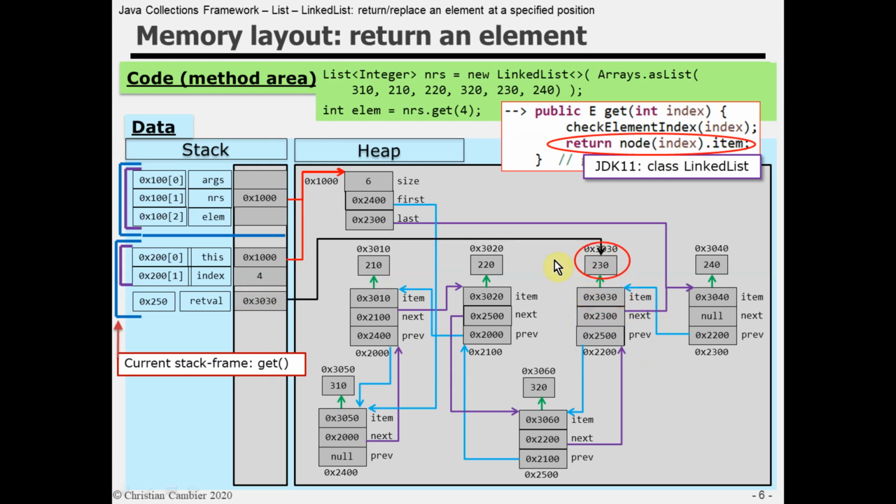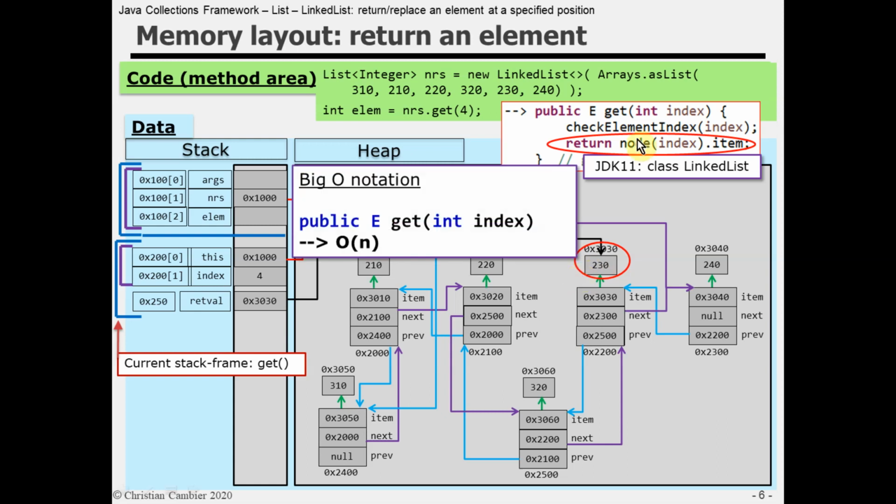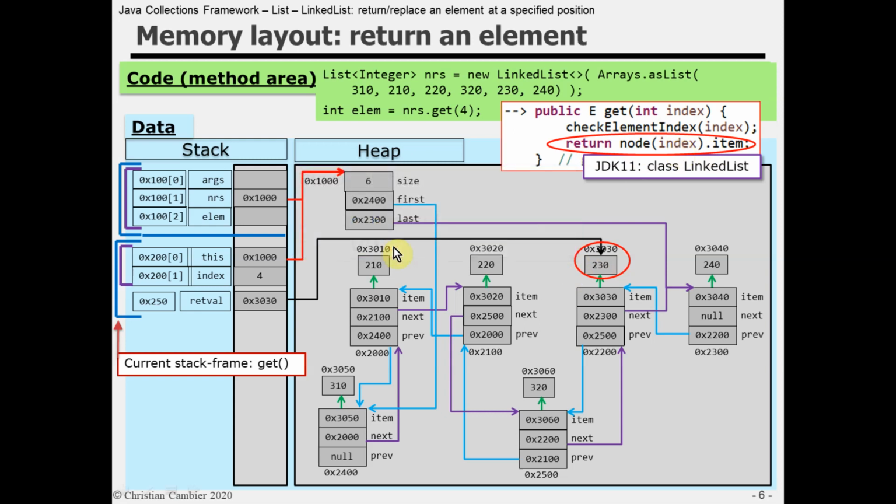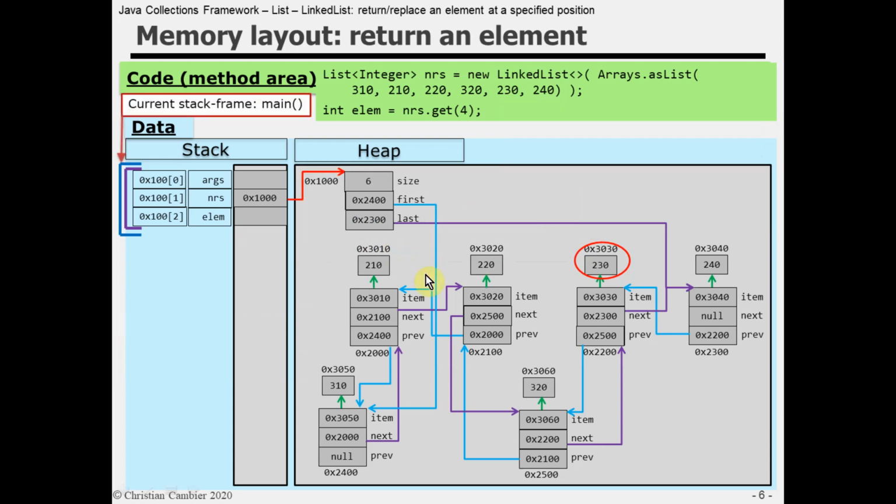And so we hold on to this value because we're going to need it back in the invoker in the main method. But before continuing, what about the performance? So the get method we see here could be O(1) because it doesn't do much, but it's the node method that makes it O(n). So get is O(n). Okay, let's leave the get method and return back to the main.